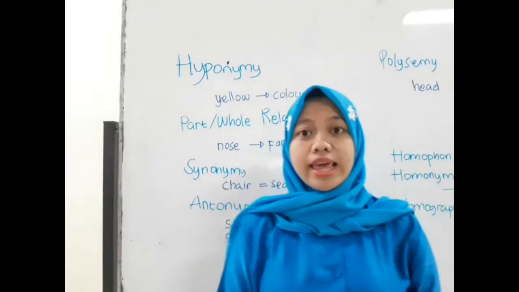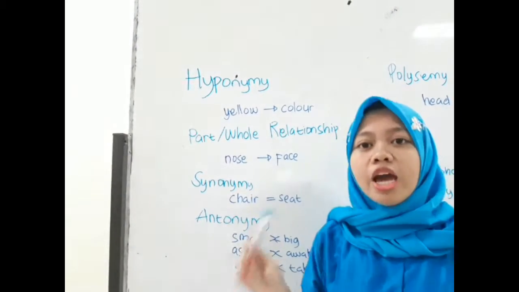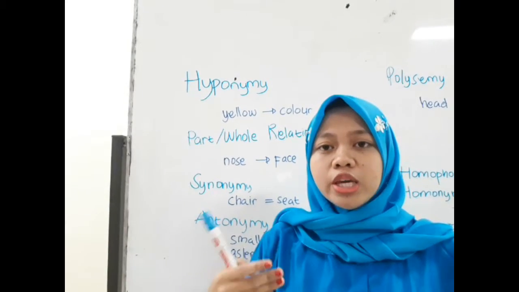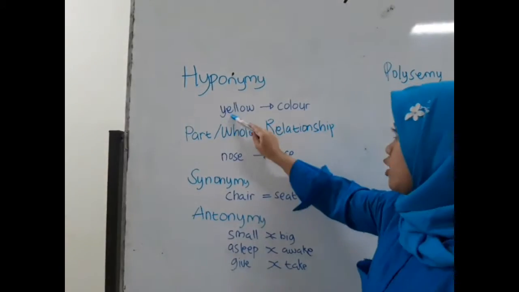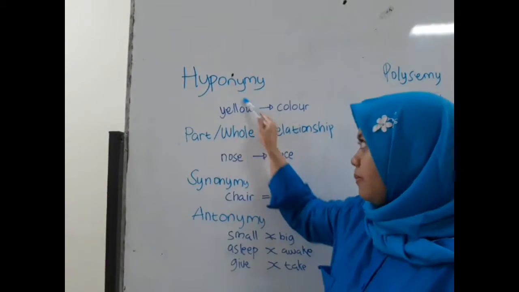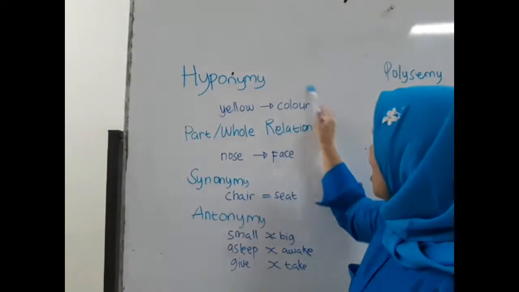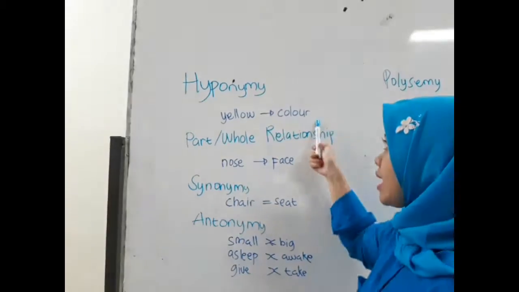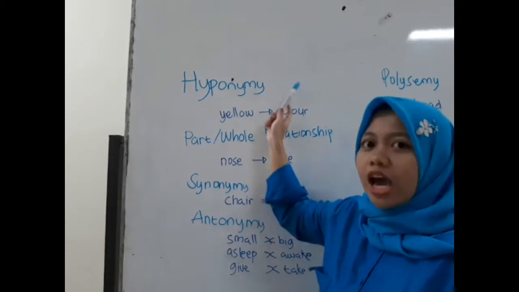There are many terms in lexical field. The first one is hyponymy. So what is hyponymy? Hyponymy is a term we use to classify a word if that word is a kind of another word. For example, yellow is a kind of color. So this is the hyponym, or we can call it the subordinate, while color is the superordinate. So the degree of color is higher than yellow. That's why yellow is called a hyponym.